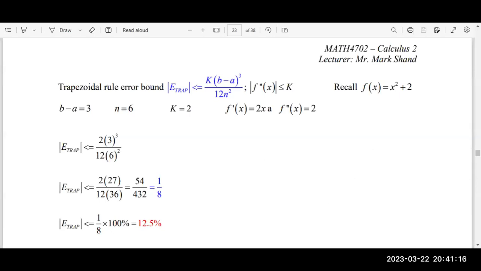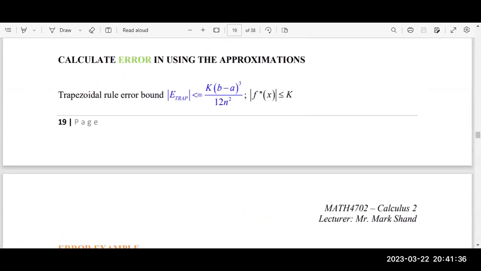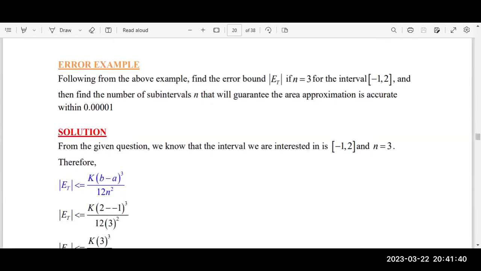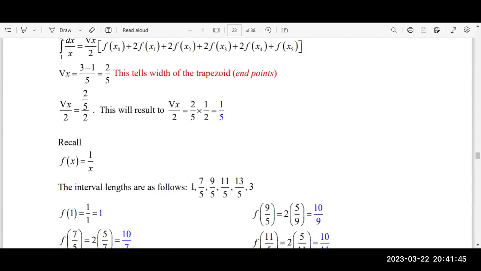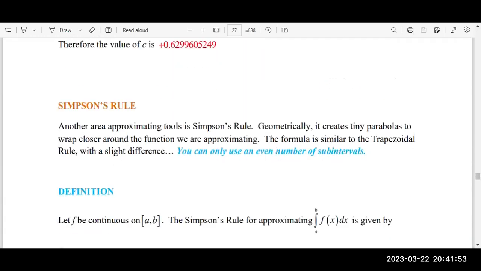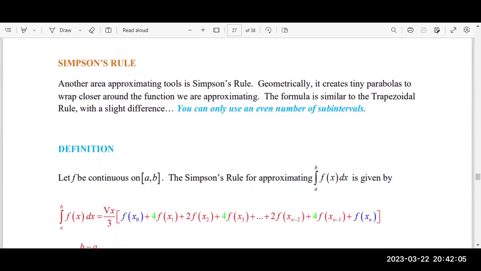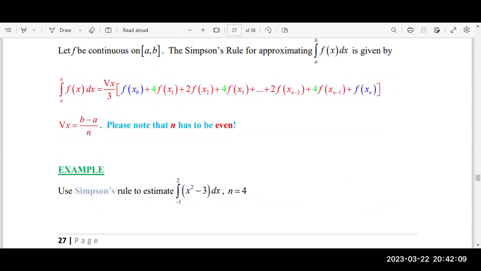I'm going to be using a formulation that says the error of the trapezium. So E is for error. T-R-A-P is for trapezium because there are different error formulas. Let me just show you what I'm talking about. Another approximation is Simpson's, right? But Simpson is not on your syllabus. It's not until I get there. But guess what? It's the same way as Simpson.